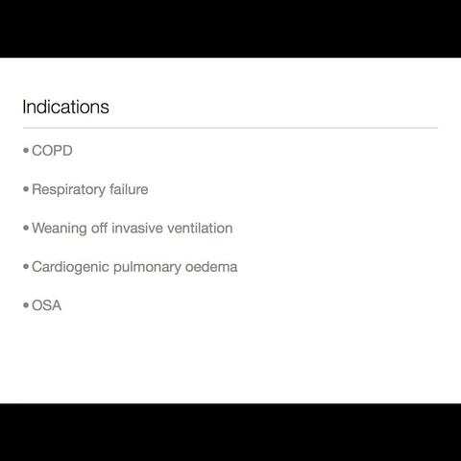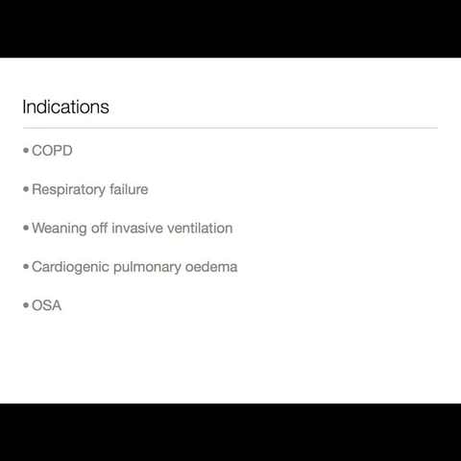BiPAP is used both in chronic and acute cases of COPD. There's a large body of evidence that supports the use of BiPAP in acute exacerbations of COPD, reducing intubation rates and mortality, particularly in acidosis. This is often associated with type 2 respiratory failure, where the pCO2 is more than 6 and the PO2 is less than 8.